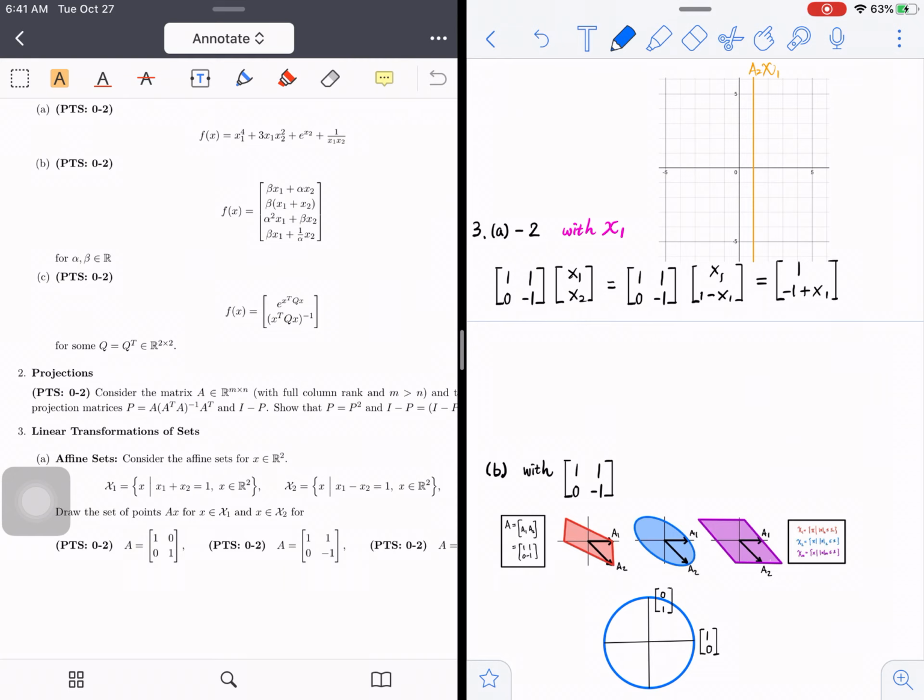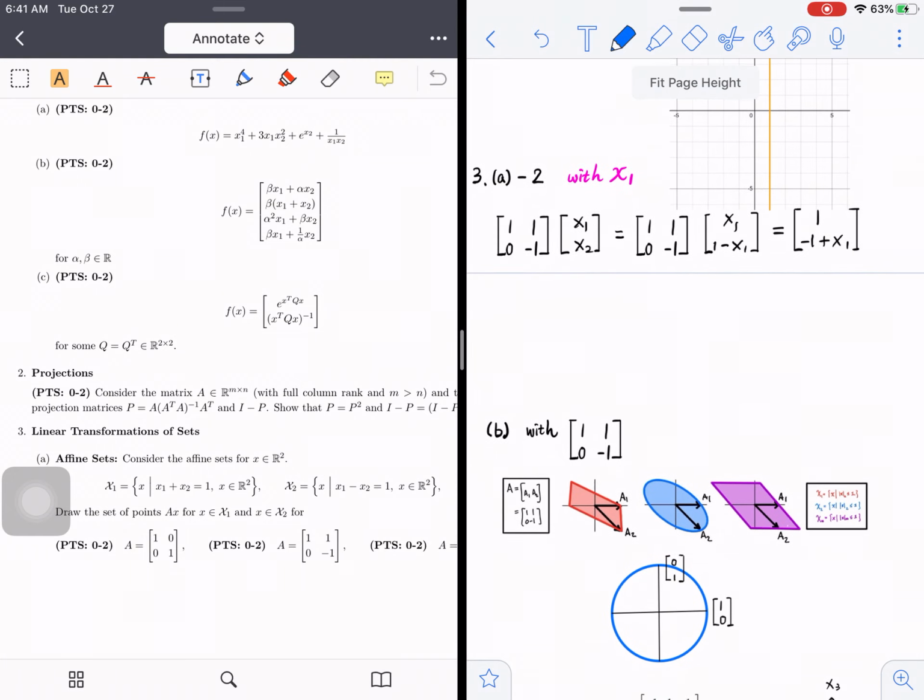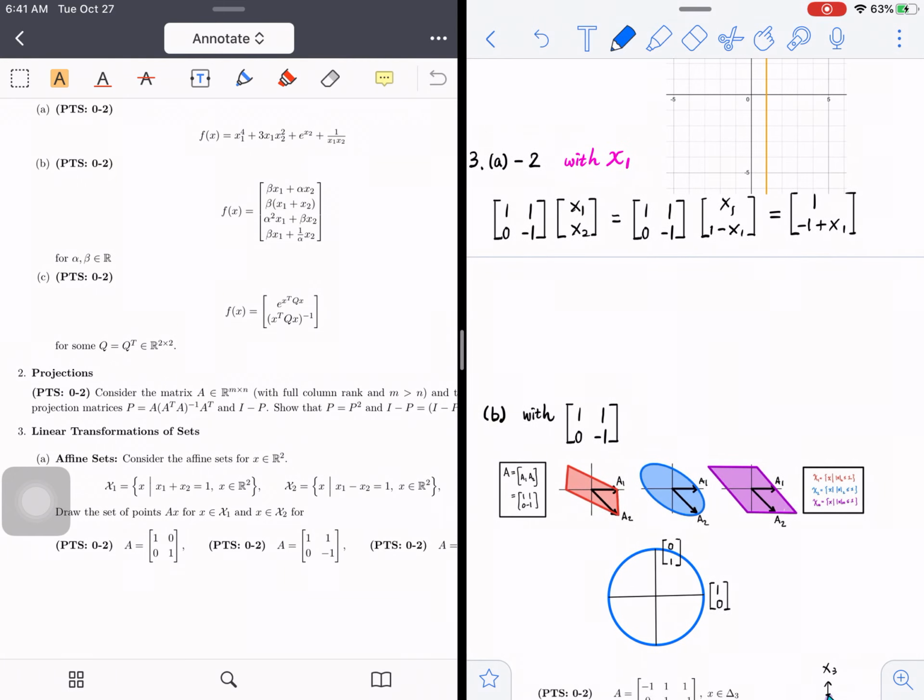So now let us move on to problem 3. I will not introduce all of them, but I will focus on one example in each subproblem. So for 3a, let us consider these. The A, which is [1, 1; 0, -1]. So how to do this problem?